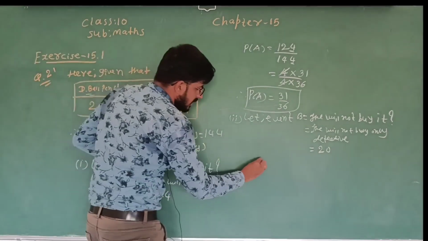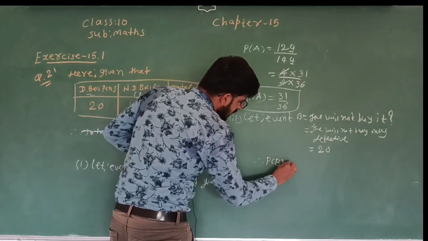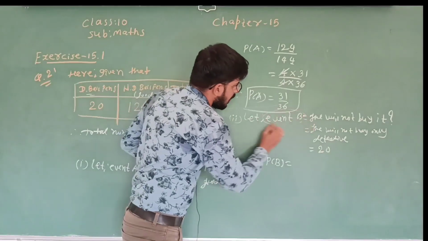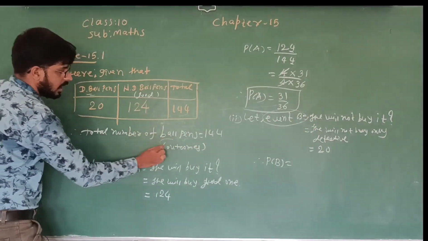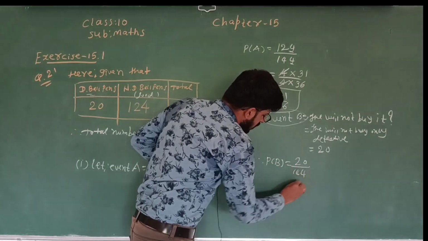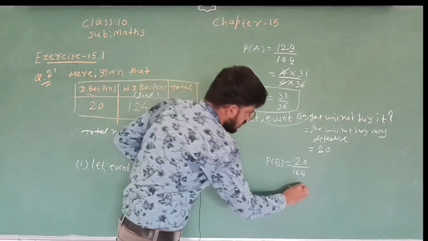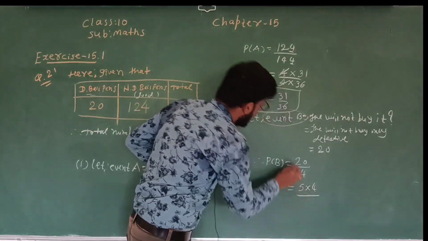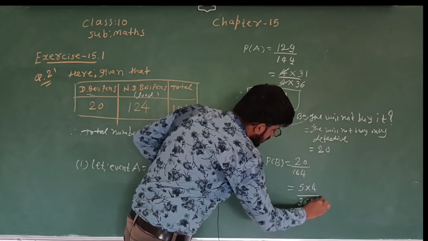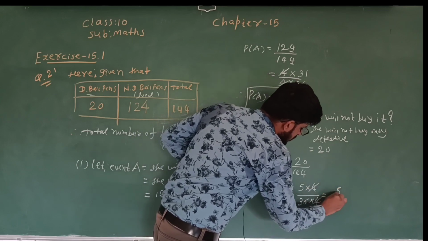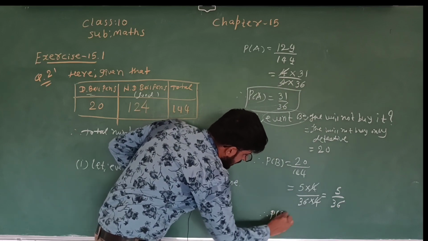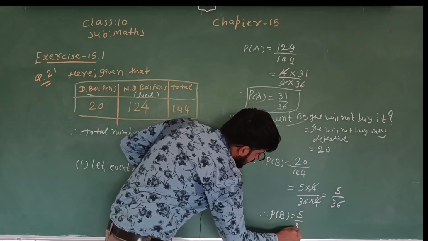Therefore we get probability of B is equal to favorable outcomes to the event B upon total number of outcomes. So we get 20 by 144. Again we are going to simplify it. 5 times 4 is 20 and 36 times 4 is 144. Again the 4s will be cancelled out. So we get 5 by 36. Therefore probability of B gives 5 by 36.